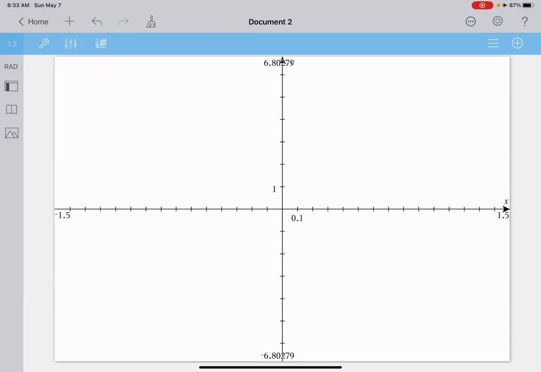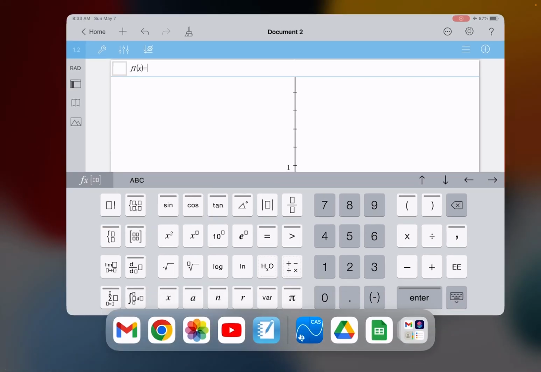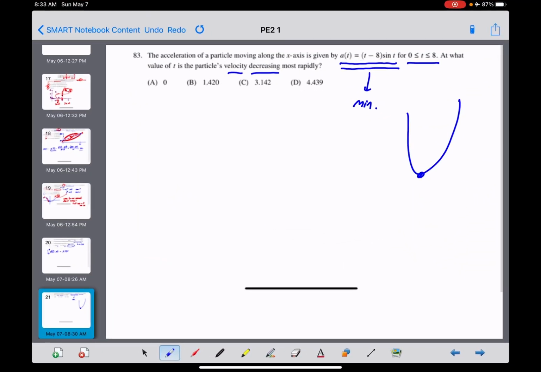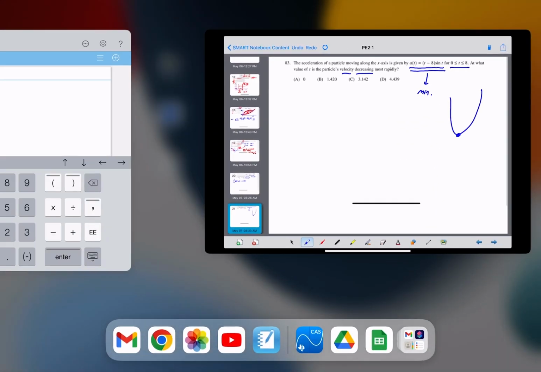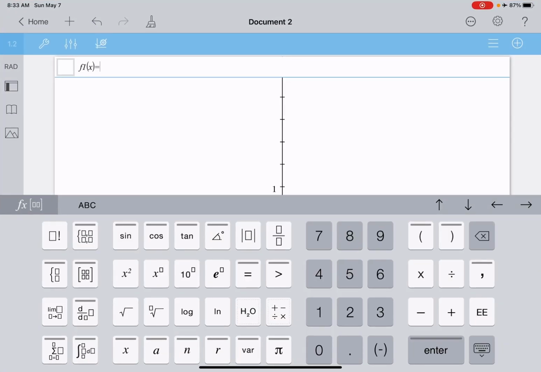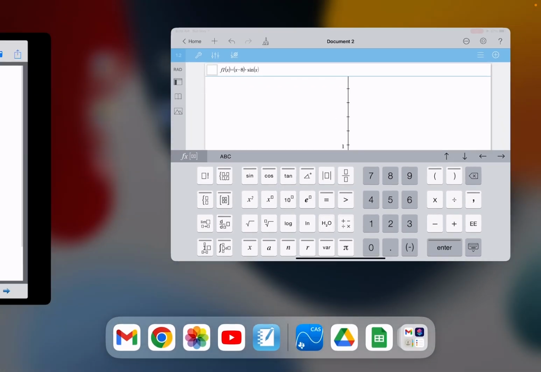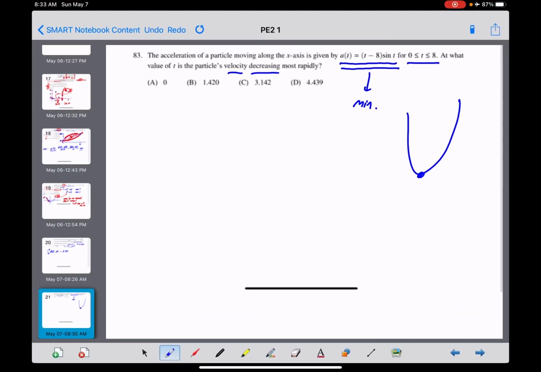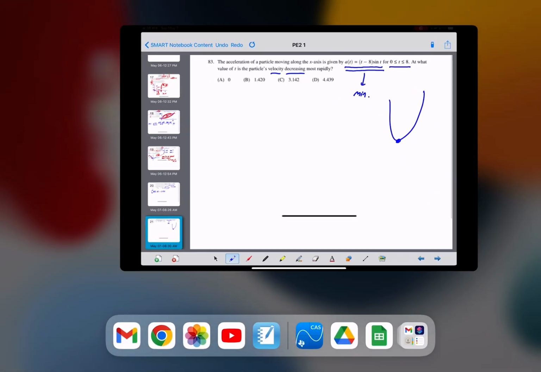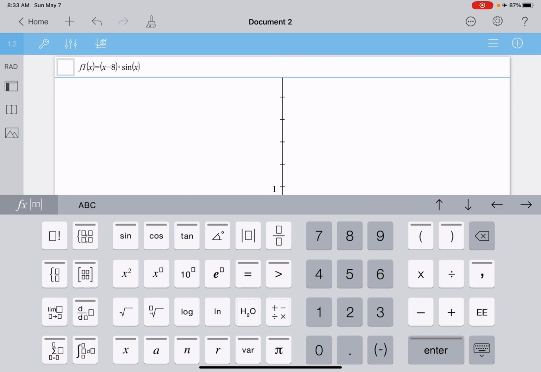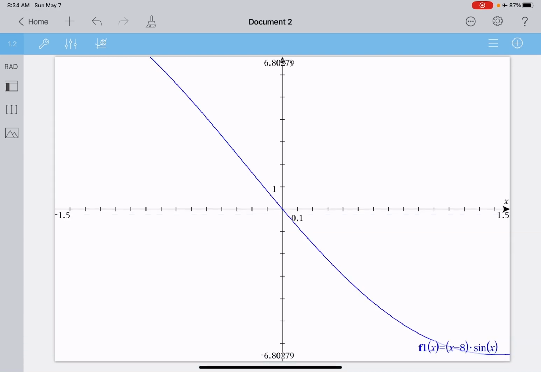Okay, our function right here was, come on, calculator, do a thing. There we go. All right, I believe we had a t minus 8 times the sine of t. Now, when we're graphing, we'll have to use an x right here. So that t minus 8 becomes an x minus 8, and then multiplied by the sine of x. Let me make sure I got that right. Yeah. And we're on the interval just from 0 to 8. So let me go ahead and graph this thing.